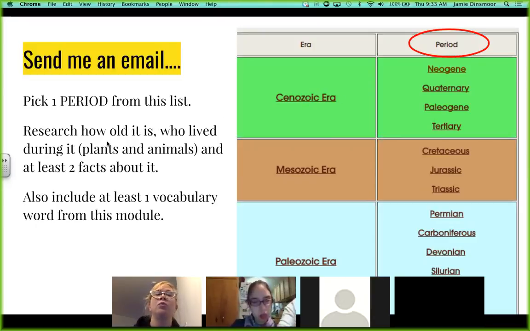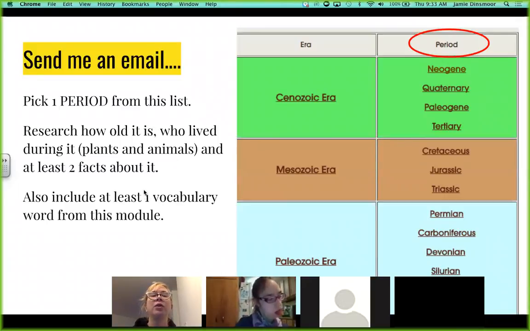And what I want you to do is research how old is that period. How many millions of years ago was it? Who lived during it? What kind of plants were there? What kind of animals? And at least 2 facts. So facts might be like the temperature was really, really cold during this era, or this was the first time that an animal with bones ever existed, something like that.